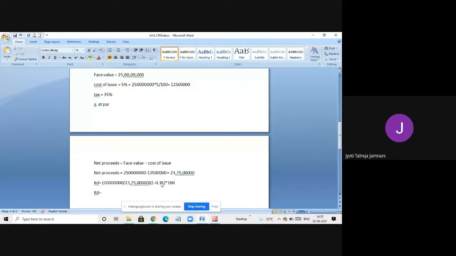$8.42 is before tax. Now you also have to do 1 minus 0.35. Have you done that? No, ma'am. It's before tax, ma'am. It's before tax. 8.42 into 1 minus 0.35 is 0.65 into 100. Okay, ma'am. 5.47 you're getting. After tax, you will get it as 5.47. Got it?